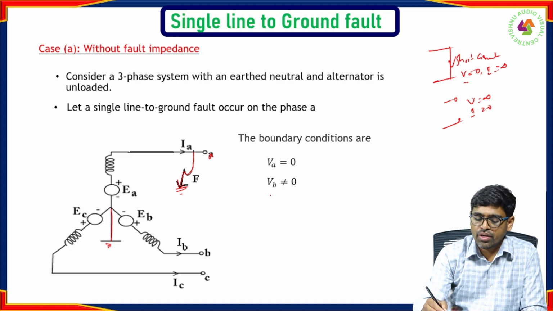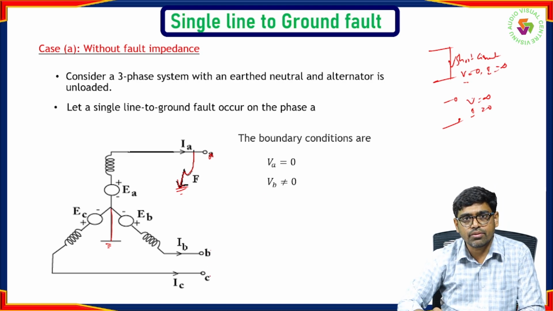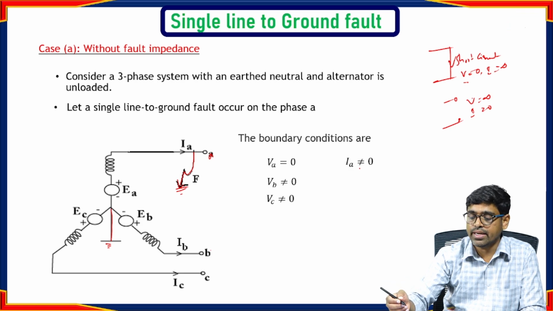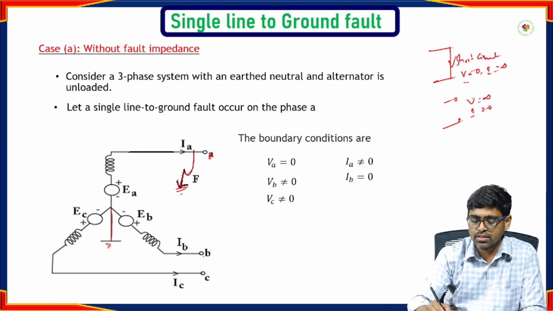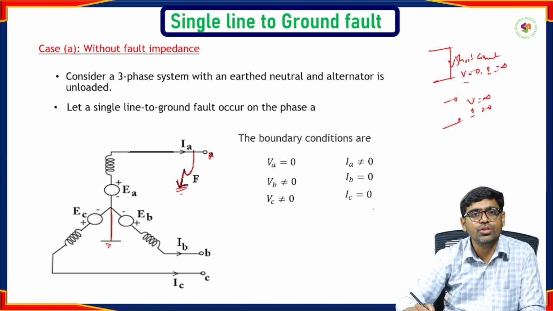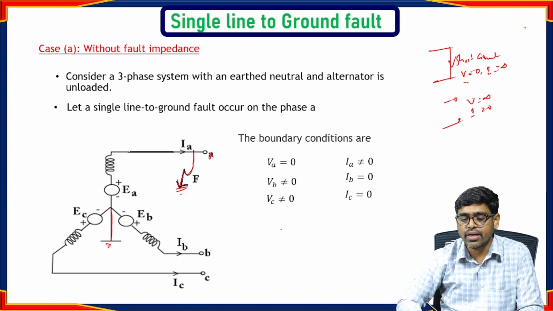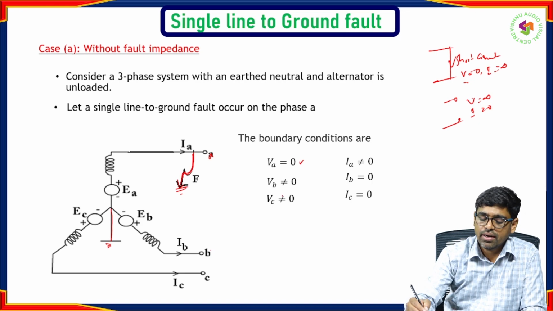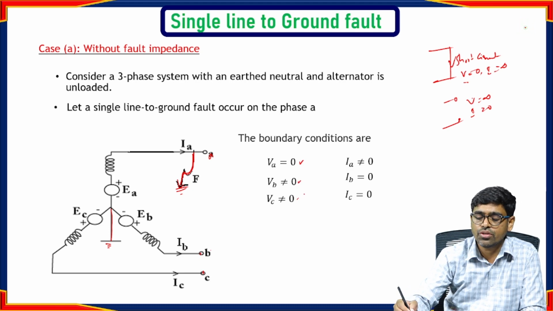So you can see that VB and VC are open circuited. VB is not equal to 0, it has some voltage, and VC is also not equal to 0. IA is not equal to 0, it has high current, and IB is 0 because it is an open circuit. IB, IC are open circuit, so IB is 0, IC equal to 0. These are called boundary conditions. When the fault occurs at phase A, VA equal to 0, and VB, VC are not equal to 0, but the currents are 0 because of the open circuit.